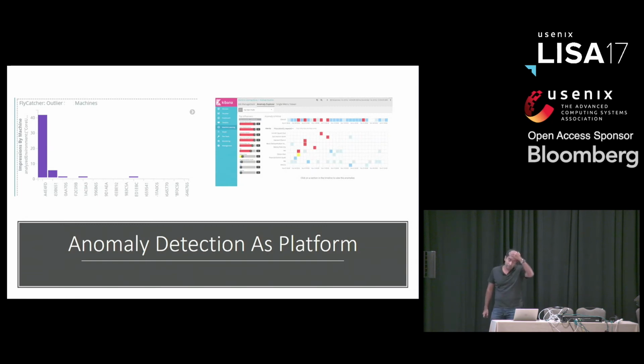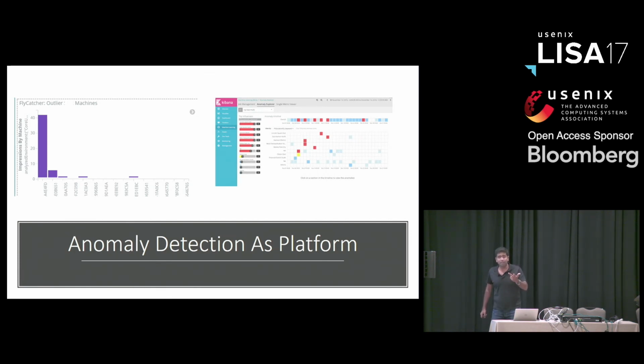Anomaly detection as a platform. If you don't take away anything else from this talk, the only thing I would urge you to do is think about anomaly detection horizontally for every single software system that you have. And anomalies is a generic word. Yes, an anomaly is a problem or something that you don't see often, and so on and so forth.